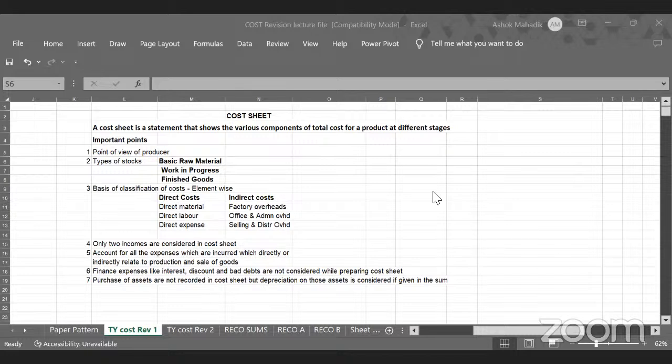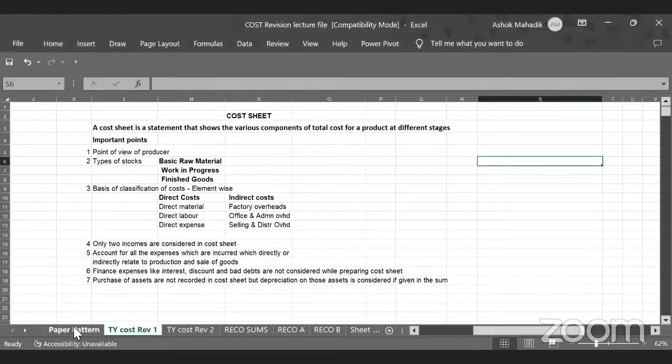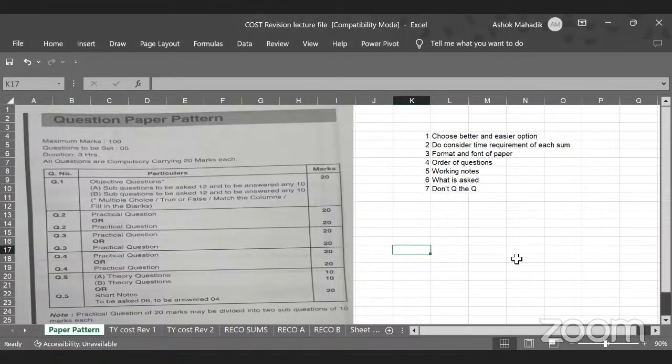Okay, before we start with chapter number 1, first I'll discuss the paper pattern and some important tips while solving the paper. So let us do the paper pattern for cost accounting. Now you can see paper will be for 100 marks. Duration will be 3 hours.